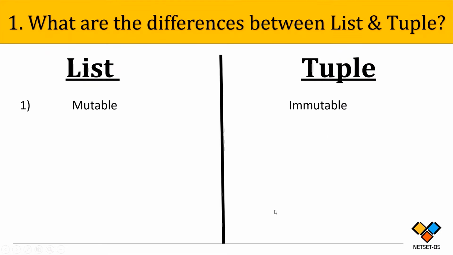So the first difference is that list is mutable, where you can modify, whereas tuple is immutable, where you cannot modify. Instead, you can create a new tuple. The second difference: list is represented with the help of square brackets, tuple is represented with the help of parentheses. The third difference is that tuple is fast as compared to list. Let's see this also with an example.